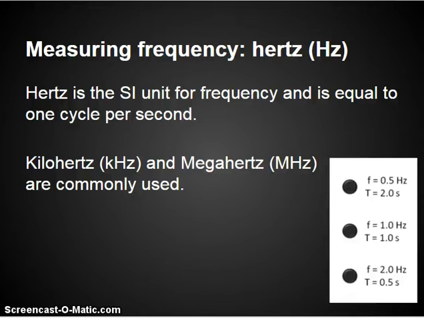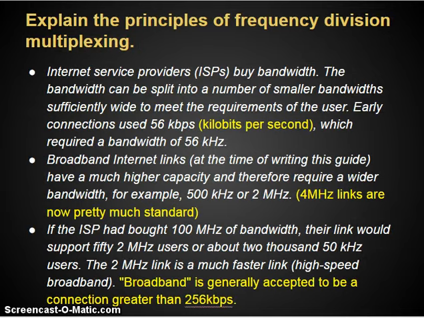So for example, if your time between flashes, in the bottom example, I don't know how clearly you can see this on the projector, if the time between flashes is a half second, then the frequency is 2 hertz. If it is 1 second between each flash, then it's going to be 1 hertz. And if it's, let's say, 2 seconds between flashes, it's going to be 1/2 hertz. Explain the principles of frequency division multiplexing.